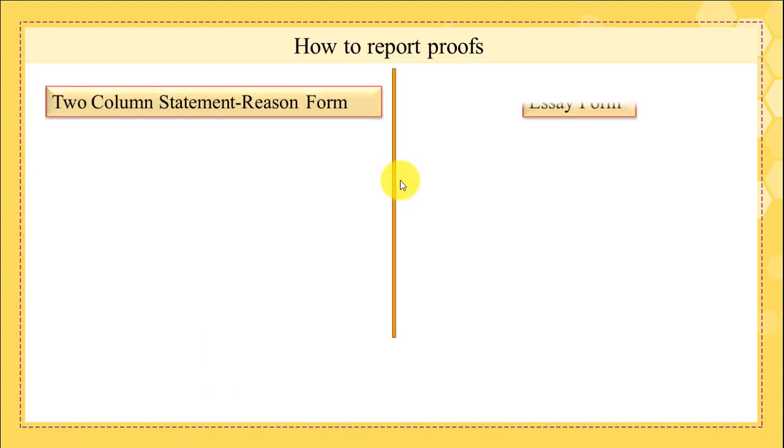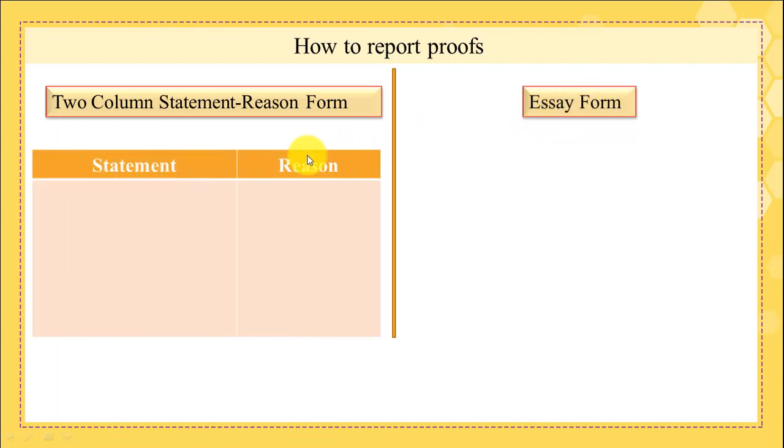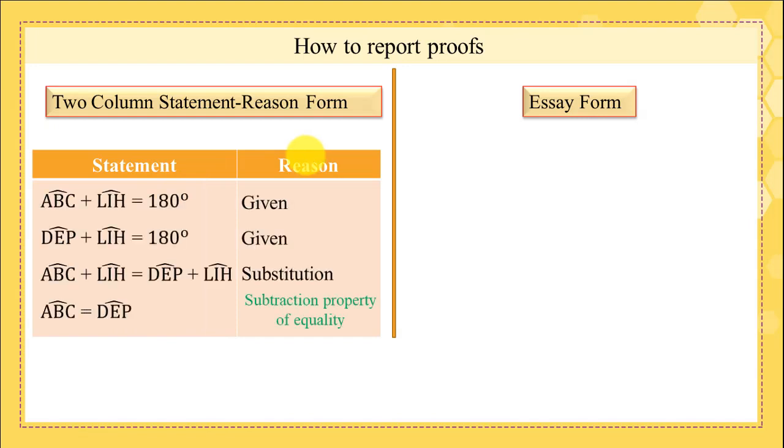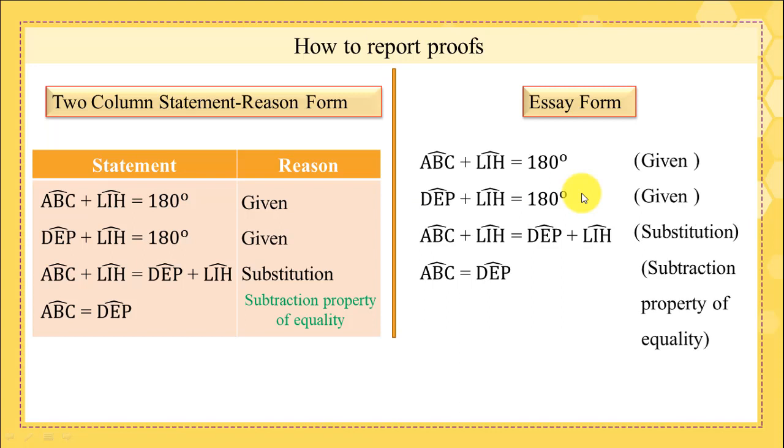To report a proof, we have two forms. The first form is the two-column statement reason form that we have seen before, and the second one is the essay form. The first one is like a table of two columns, the first column for statements and the second column for reasons. What about the essay form? The essay form and the two-column statement reason form are the same. Nothing changes, the same statements, the same reasons, but in another form.